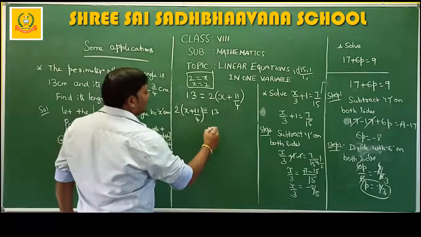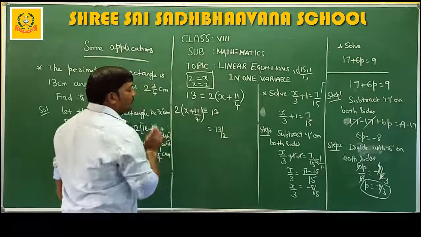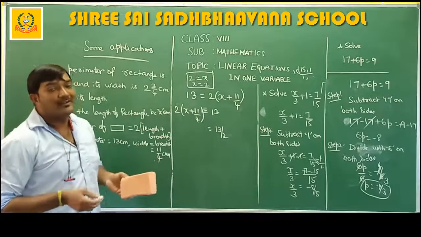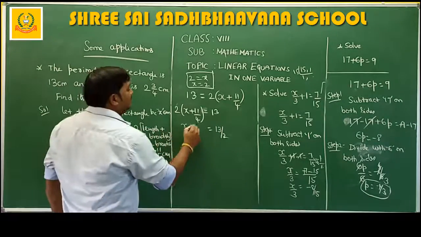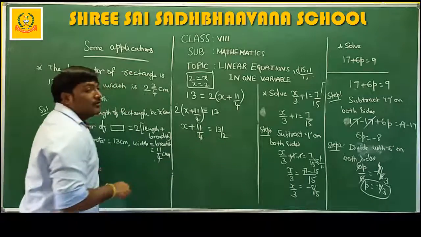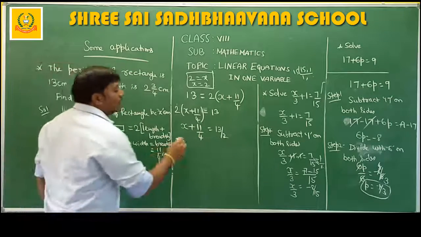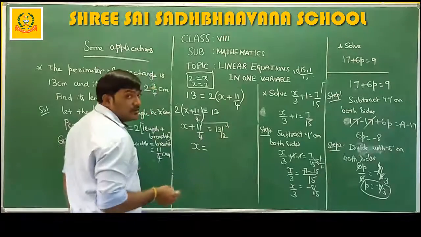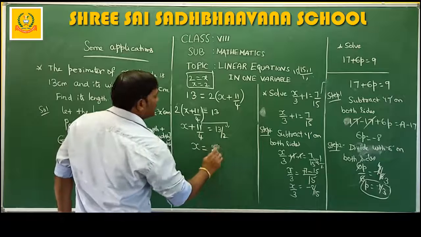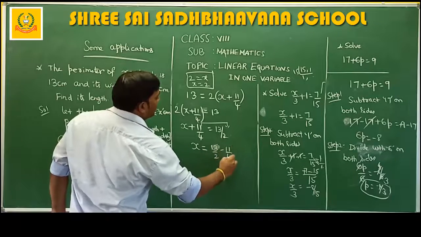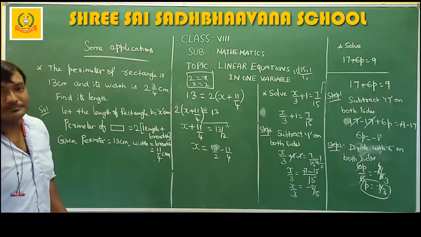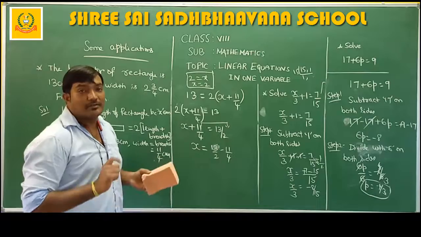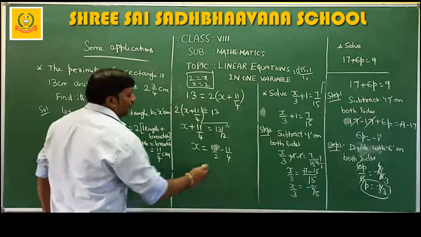So I will send this to that side. Because 2 is multiplied here, when you send it to the RHS, it will divide. So 13 by 2 is equal to x plus 11 by 4. Okay. So now we need the x value. When you send the plus 11 by 4 to the RHS, it will become minus 11 by 4. Got it? Here it is plus 11 by 4, and when you send it to the RHS, it will be minus 11 by 4.